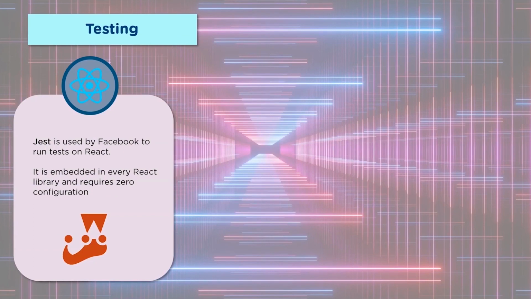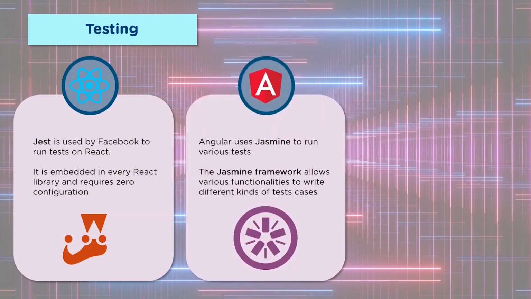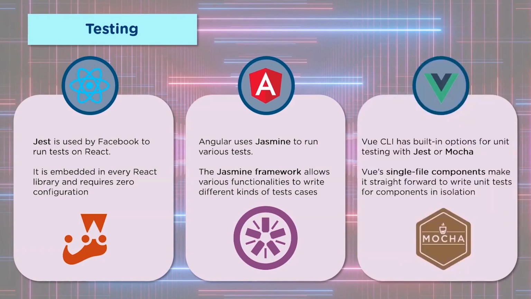Now it is embedded typically in every React library and requires zero configuration. Now Angular on the other hand uses the Jasmine framework. Now this framework allows various functionalities to write different kinds of test cases. This also ensures that the application is error-free. The Vue CLI or the command line interpreter has built-in options for unit testing with the help of Jest or Mocha. Now Vue typically has single file components and hence these components can be tested in isolation. This makes it modular and extremely fast.